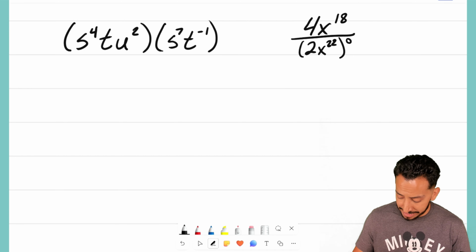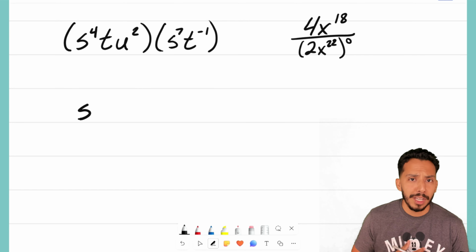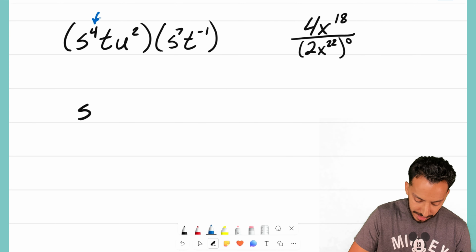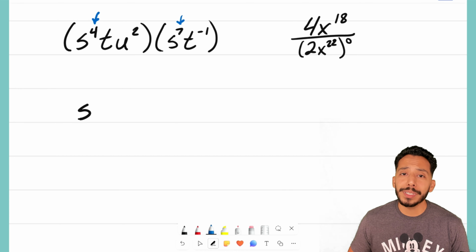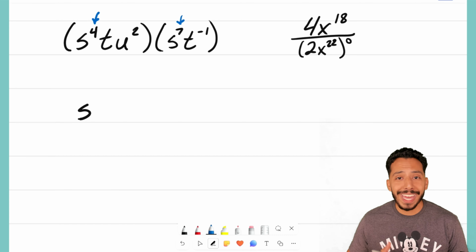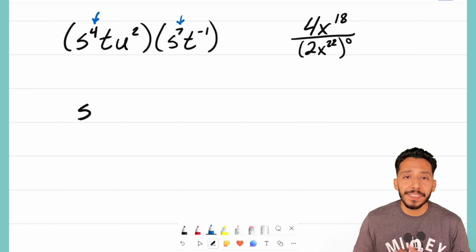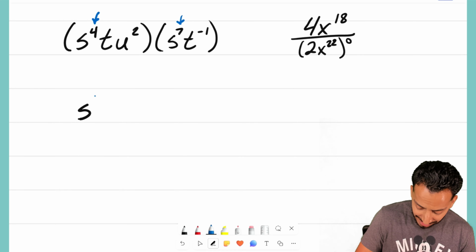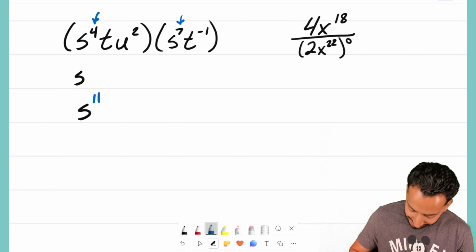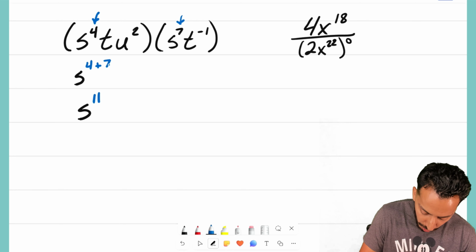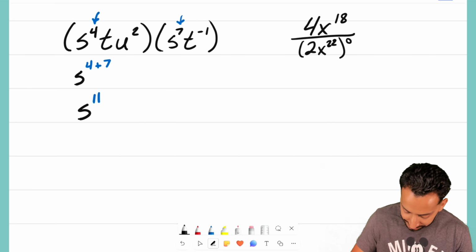And the product rule says if we have a variable with the same base, in this case, let's start with the S, we're going to look at the exponents on those S variables. And the power rule says we take those exponents and we just add them. So I have S to the fourth. I have S to the seventh. We're going to add 4 plus 7. And 4 plus 7 is going to make 11 as our exponent. If you want to see that intermediary step, this is the intermediate step right here. 4 plus 7, it becomes the 11. Really, really good.